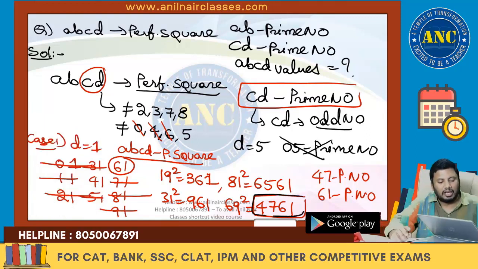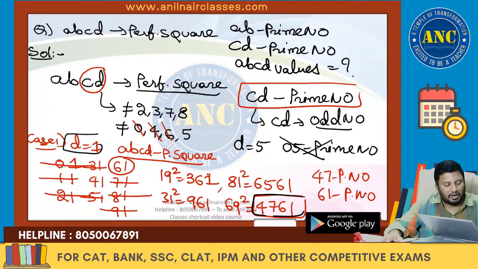4761 we got. Again I am telling you, when D equals 1, C can range from 0 to 9. CD is a prime number, so 21 is not a prime number and 81 is not a prime number.